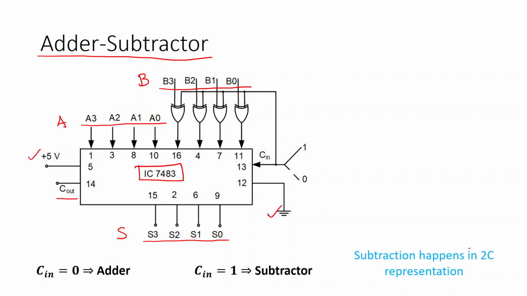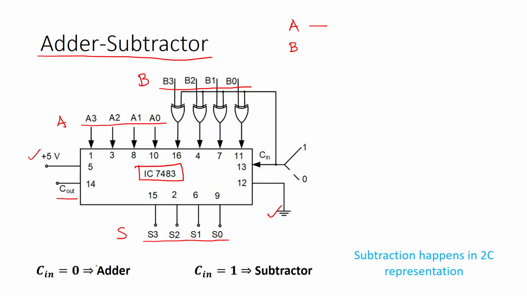Now how does this circuit operate? You note that I have written down here C in is 0 for adder, C in is 1 for subtractor. Now you notice the word A remains as it is, whereas the word B basically passes each of its bits through a XOR gate and then comes here to add itself. Now what happens while passing through a XOR gate, that we need to understand.